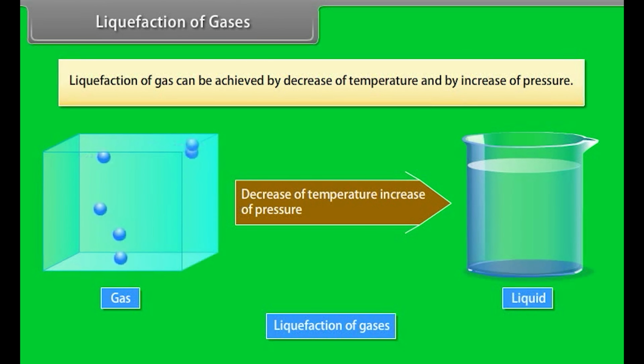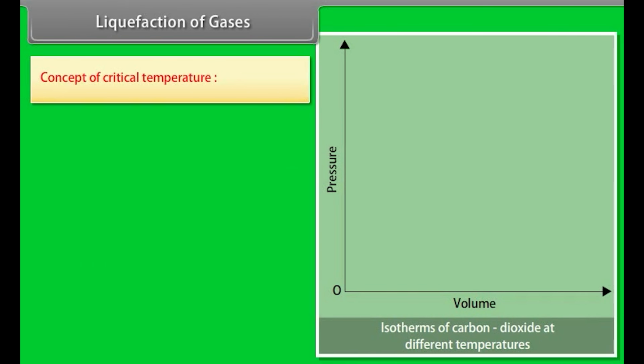Liquefaction of gases. Liquefaction of gas can be achieved by decrease of temperature and by increase of pressure. Concept of critical temperature. At a low temperature of 13.1 degrees Celsius, CO2 exists as gas at low pressure as shown by point A. As the pressure is increased, the volume of gas decreases along the curve AB. At point B, liquefaction starts.